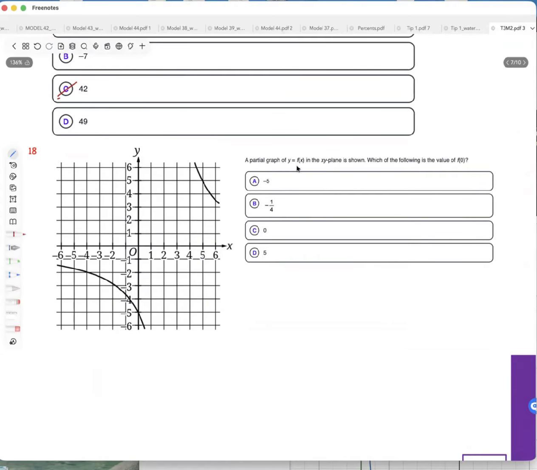Let's move to question 18. A partial graph of y equals f of x. We want to find the value of f of 0. You can use the graph to find f of 0. When x is 0, it means y is negative 5. So the answer is A.